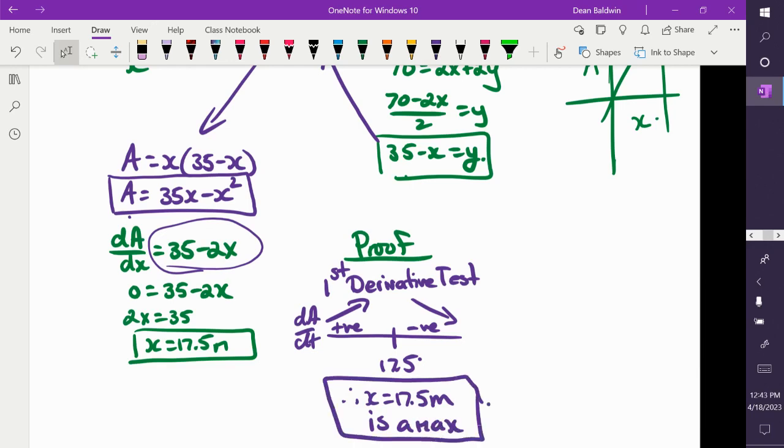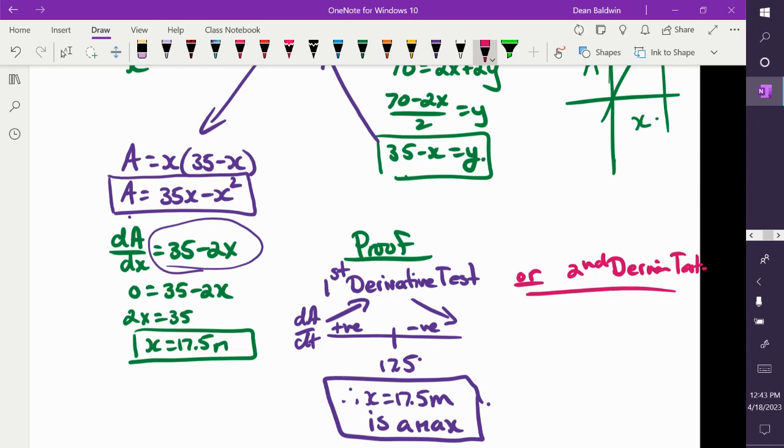Now, you can also use the second derivative test, and I'll show you in these cases, sometimes it's easier. It depends on what you prefer. Or second derivative test. Derivative, I can't spell derivative. Test.